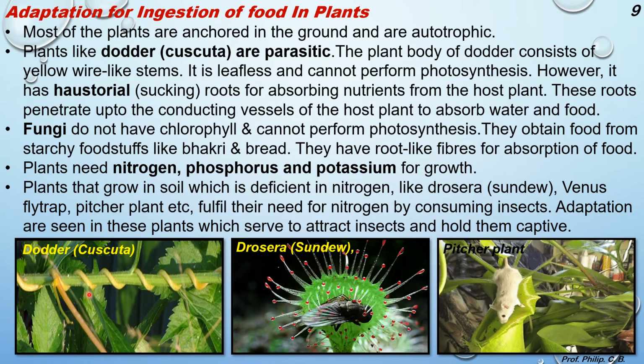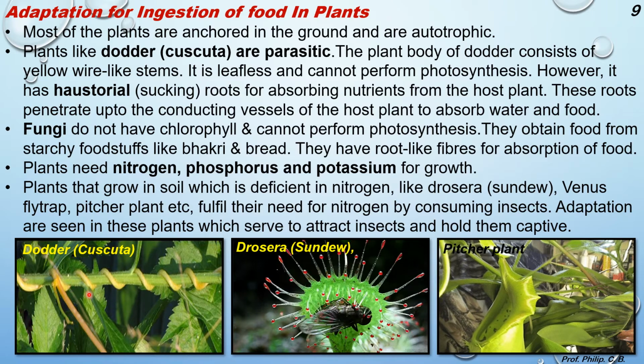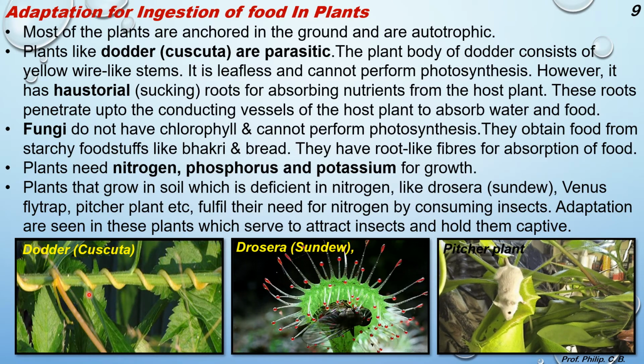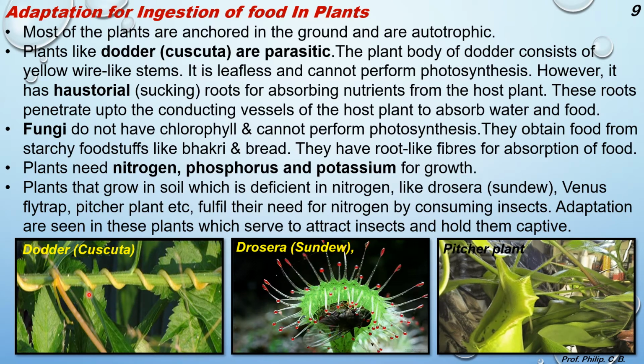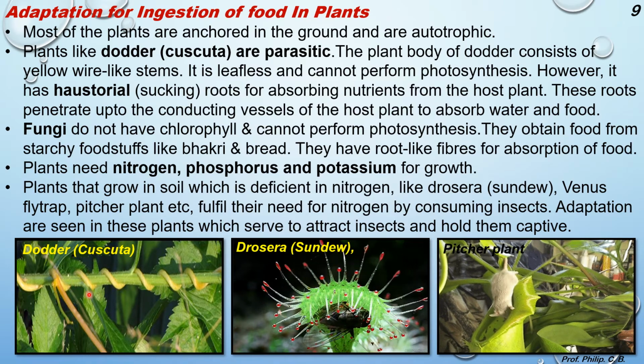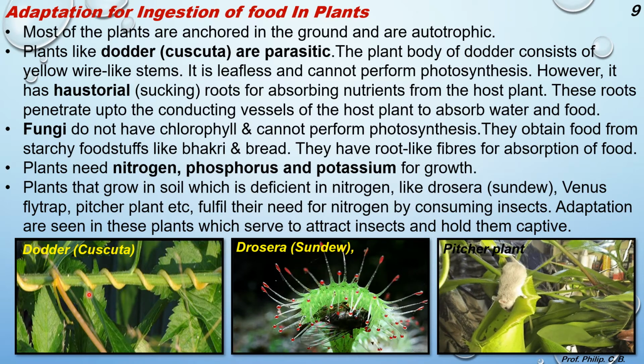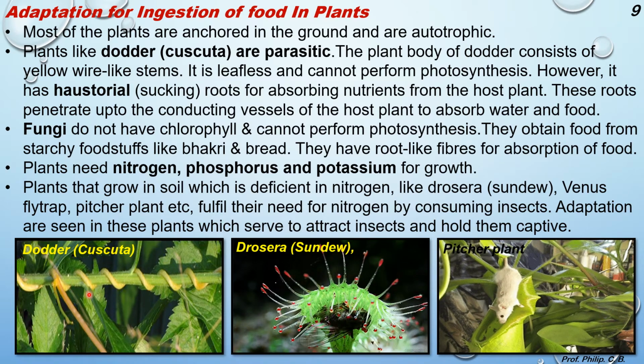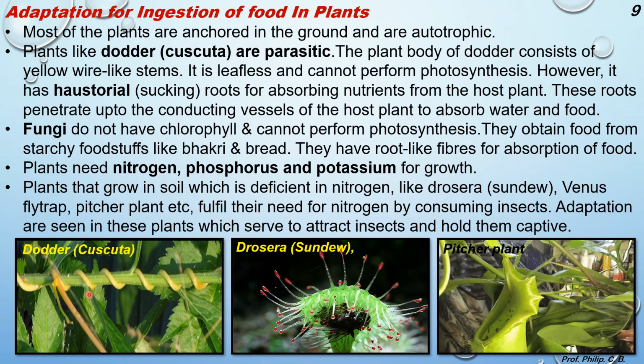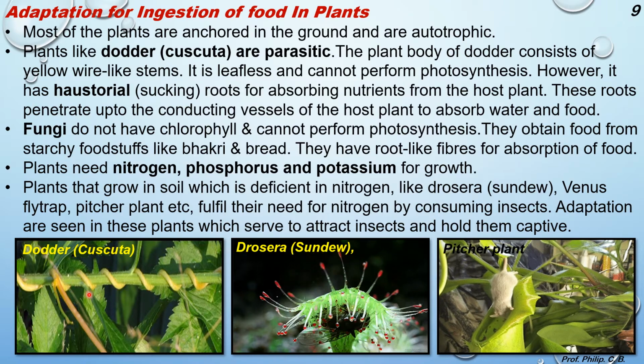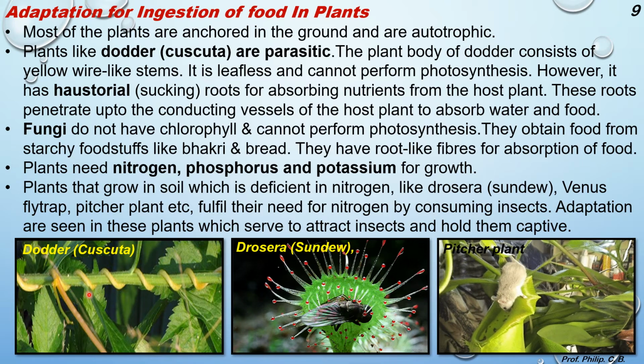Now these roots penetrate into the plant they are on, and they penetrate into its conducting vessels. What is this conducting vessel? You might have heard about xylem and phloem. Xylem carries the water, whereas phloem conducts the food, right? So the haustorial root of this Cuscuta plant penetrates into the conducting system, and absorbs the water and food from the plant where it is present. Okay, then next is what?